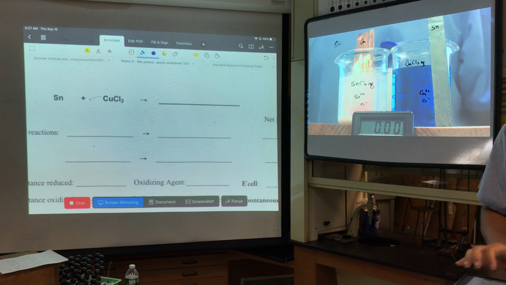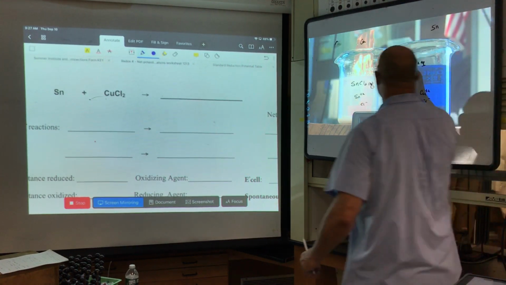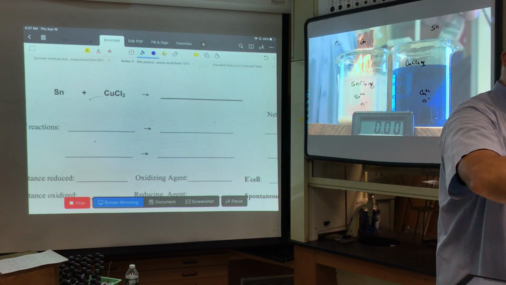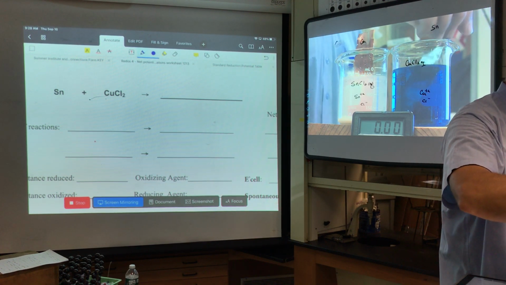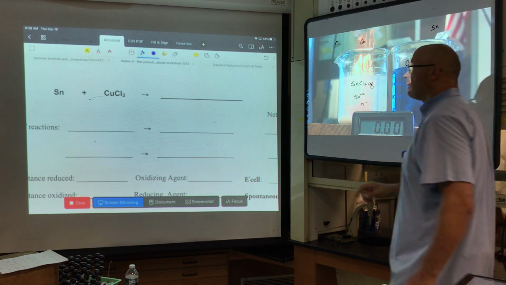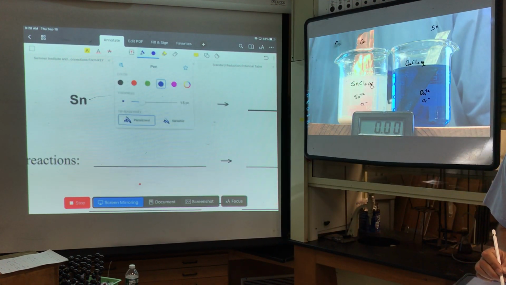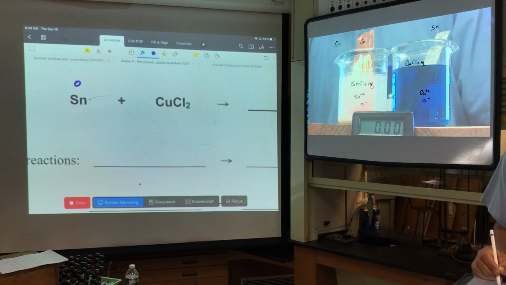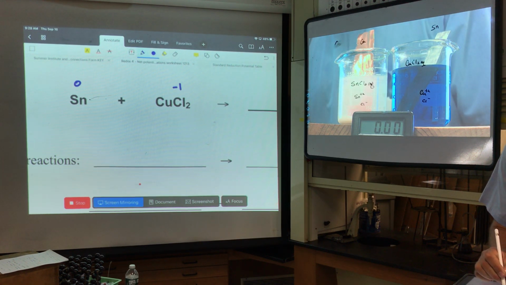Okay? So, I'm going to take tin and put it in copper chloride. I'm going to go a little faster now. Tin is what charge? It's a standalone metal, 0. Chlorine's -1. What's the charge of copper in copper 2 chloride?